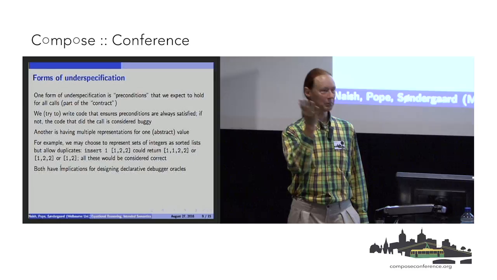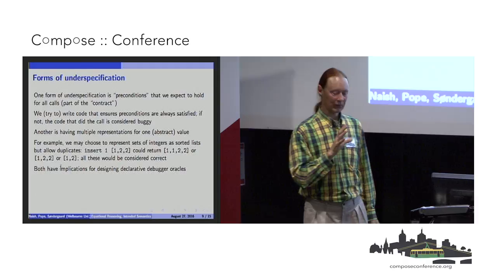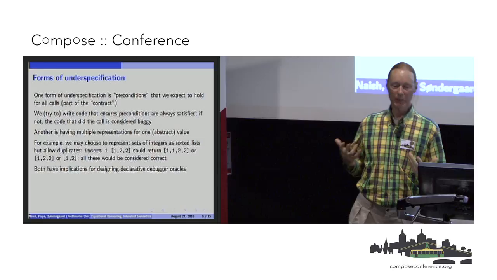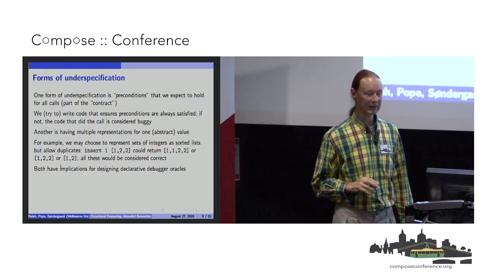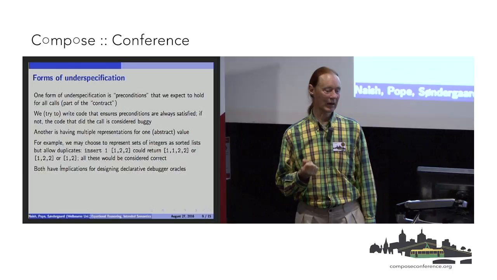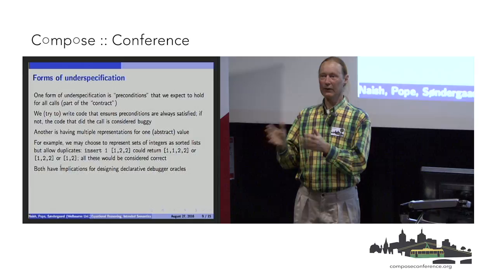So there are a couple of different forms of specification. One is what I've described with merge, where you have what you can call preconditions. You have some sort of contract saying, I assume that the input looks like this, and if not, then all bets are off. I'm not making any guarantee. We try to write code such that the preconditions are always satisfied. If not, then the code that called our function is buggy. It's not the fault of the merge function if someone calls it in some weird way.